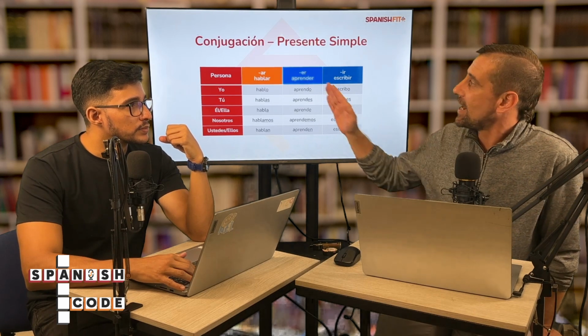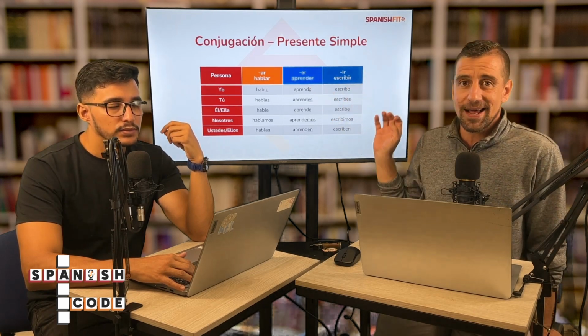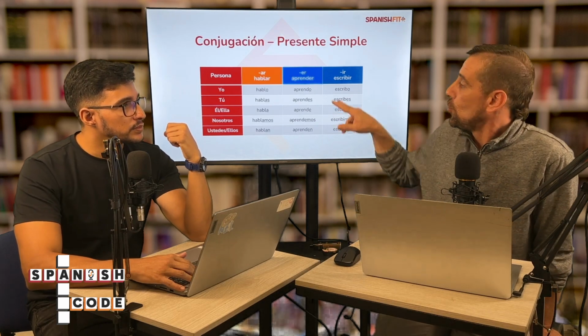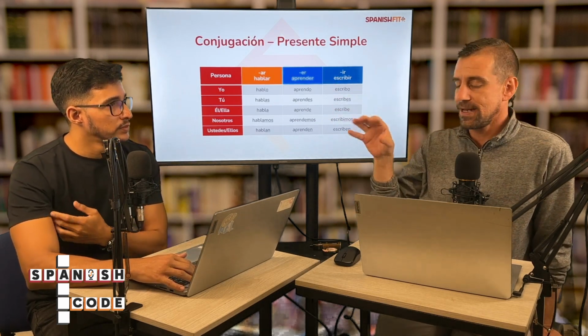Now, on the other side, ER verbs and IR verbs are like almost identical cousins in Spanish. They have a nearly identical code through the entirety of the grammar, the present tense, the past tense, everything.